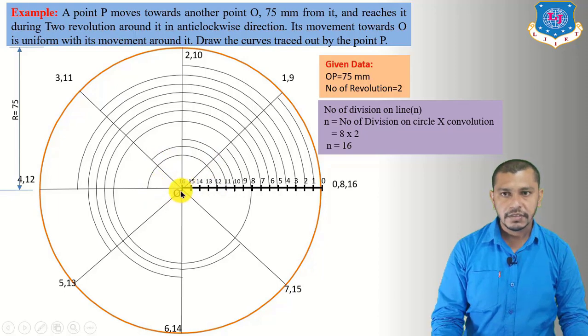Center at O, radius equal to O to 13, give an arc on the 13th division. Then center O, radius O to 14, give an arc on the 14th division of the circle. Then center at O, radius equal to O to 15, give an arc on the 15th division of the circle, and 16th will be over here. So now mark these intersection points of the arcs with the divisions of the circle.